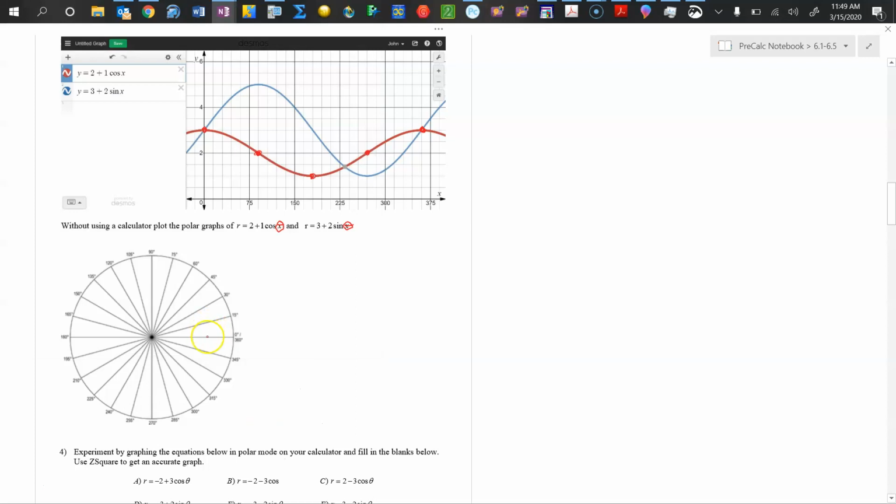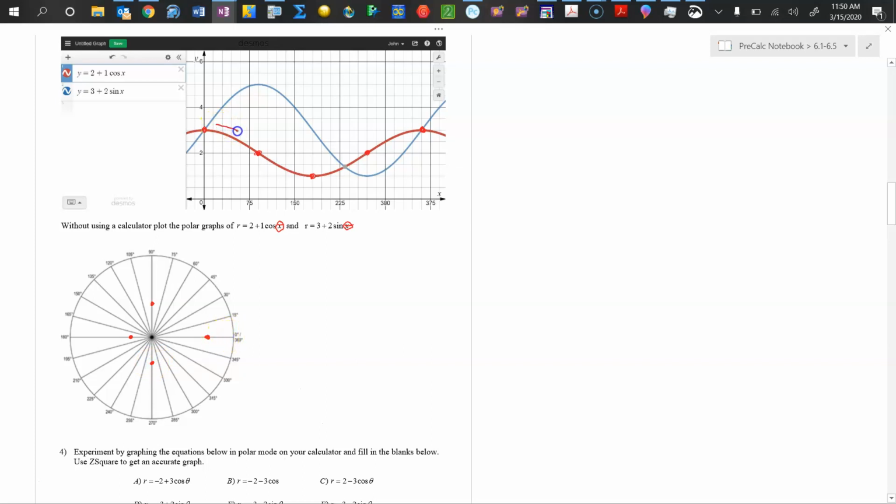So let's start by graphing the critical values of 2 plus 1 cosine theta. At 0 degrees, we have a value of 3, so that we will put right there. At 90 degrees, we have a value of 2, so we will put that right there. At 180 degrees, we have a value of 1. And at 270 degrees, we have a value of 2. And at 360 degrees, we're back at 3.